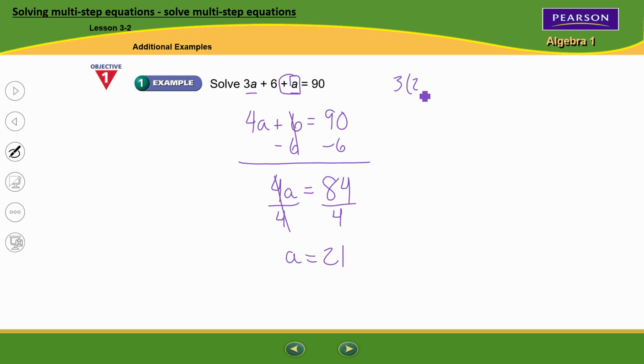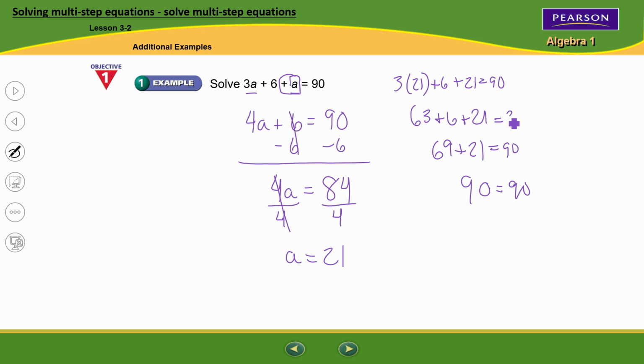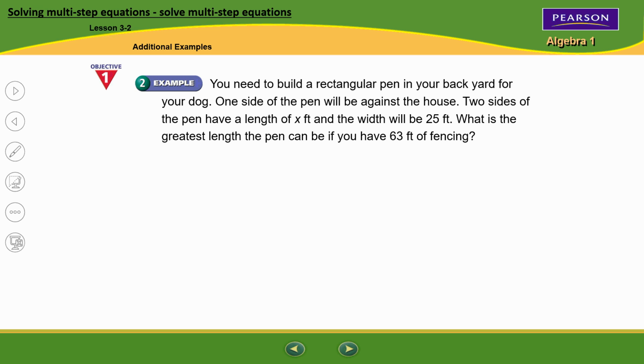So 3 times 21. Hopefully, I don't mess things up over the side of the board here. Plus 6 plus 21 equals 90, question mark. 63 plus 6 plus 21. 69 plus 21. Is that 90? I hope so. I believe it is. Check works. We got the right answer. Great job, y'all.